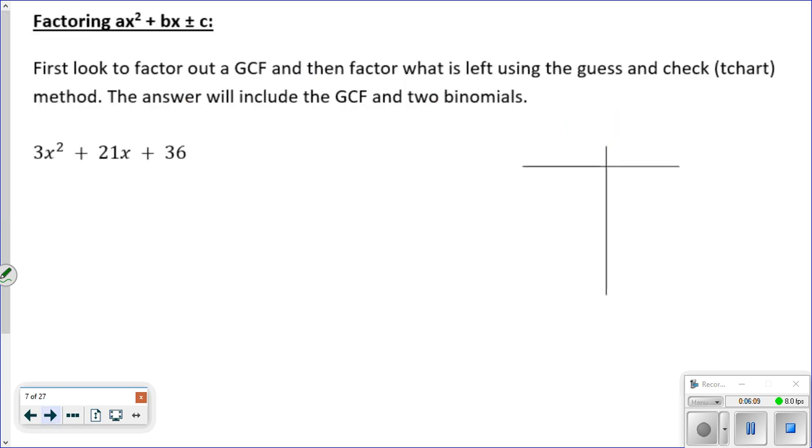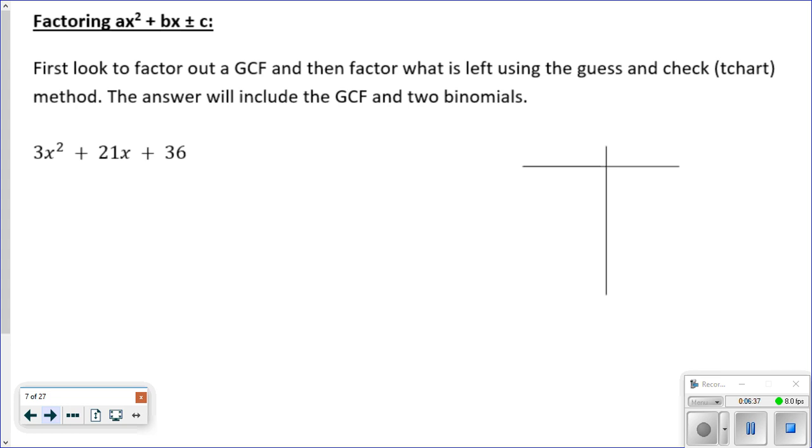Okay, on our note sheet, you're going to see factoring ax squared plus bx plus c, and it says first look to factor out a greatest common factor, and then factor what is left using the guess and check method, which is that t-chart. Your answer is going to include that GCF that we pulled out, and then our 2 binomial factors.